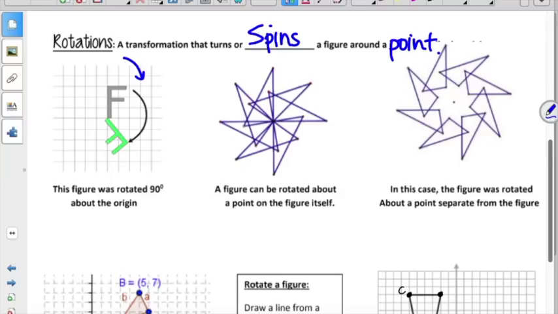And then we're going to look at what those two lines create together. And we can see we have an angle. We're going to measure that angle. And this one is actually 140 degrees. So the letter F was rotated clockwise 140 degrees about the origin, or you can say around the origin. Those two words are interchangeable, they mean the same thing.